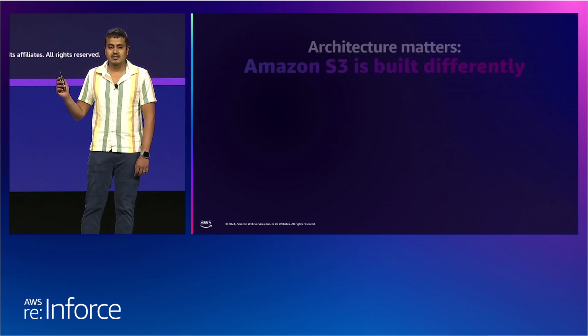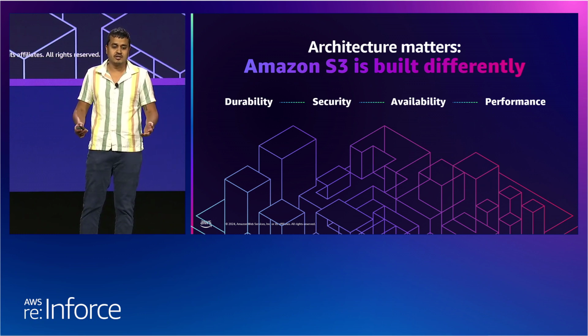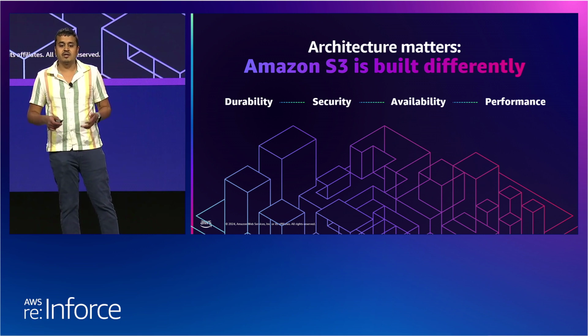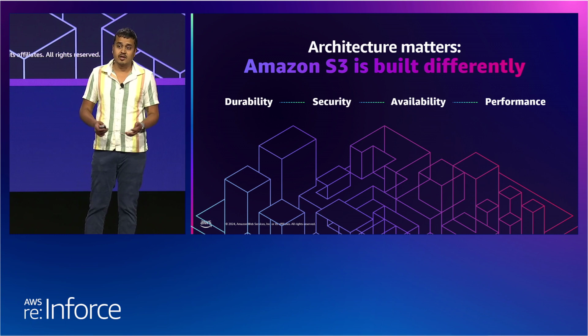To get us started, architecture matters, right? Amazon S3 is built differently. Our four key pillars are durability, security, availability, and performance. We hold more than 350 trillion objects, exabyte scale data, offer 99.99% availability by default, are backed by one of the strongest SLAs in the cloud, and offer best-in-class performance and security.